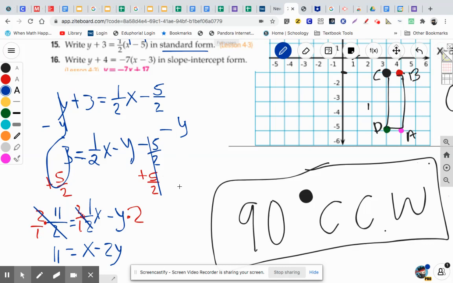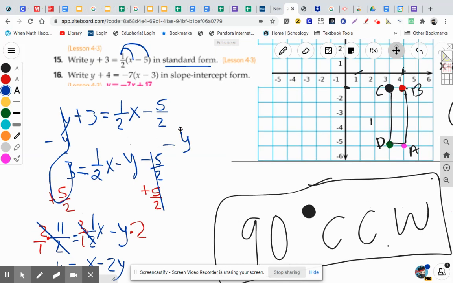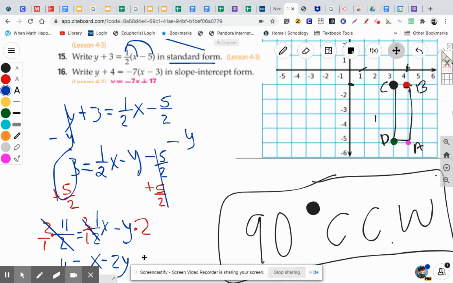So I wanted you to see how Mr. Sanders is working that and the thought pattern behind standard form. So that's writing an equation in standard form where the x's and y's are on the same side and my coefficient of x is some positive integer. If it's a fraction, just multiply by the common denominator, it's gone.